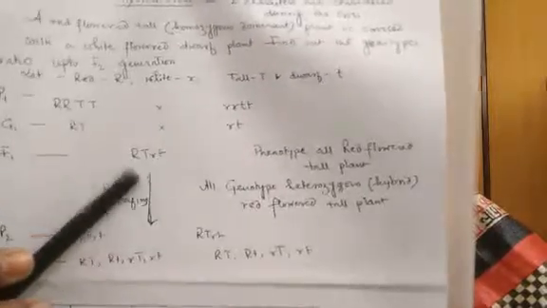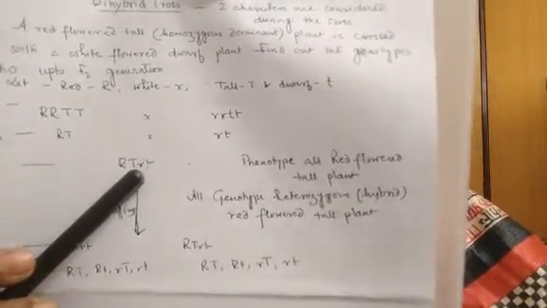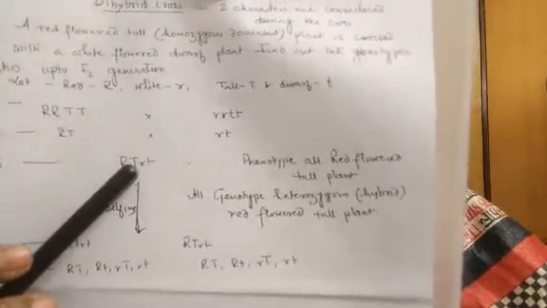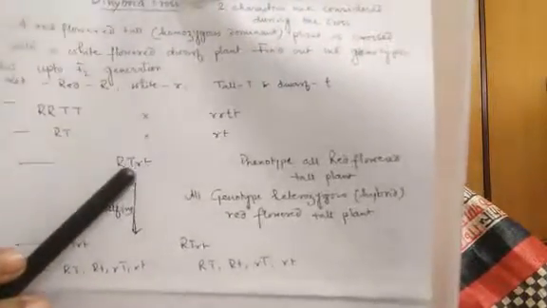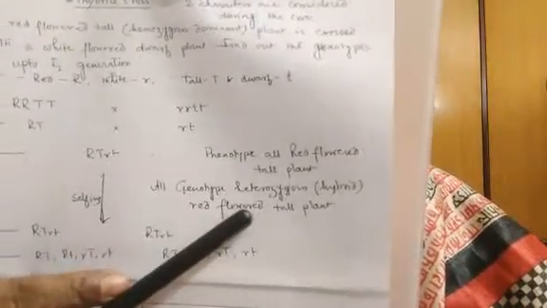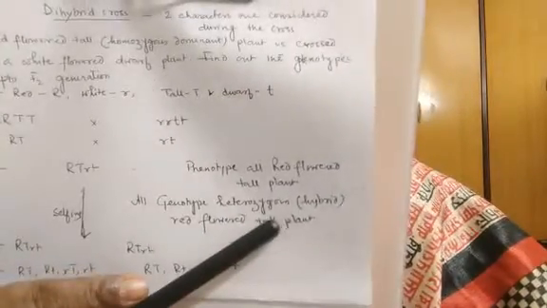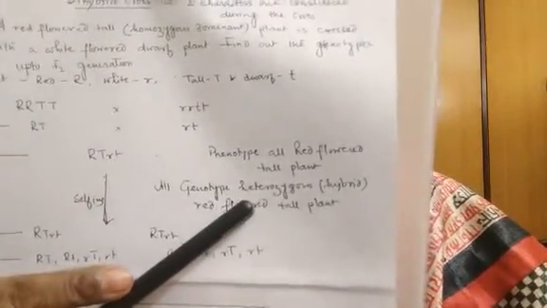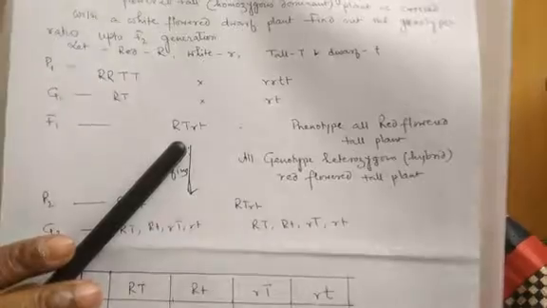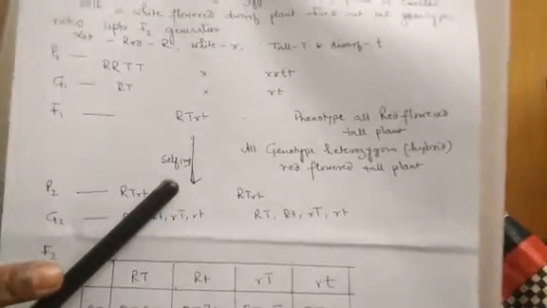Now what about the genotype? If you see the red, it is not homozygous, it is not pure red. If you consider the tall also, that is not homozygous or pure tall. So in both cases, it is a heterozygous red flowered tall plant, or hybrid red flowered tall plant. Now this is about the F1, or first filial generation. Now we will move to the F2, or the second filial generation.